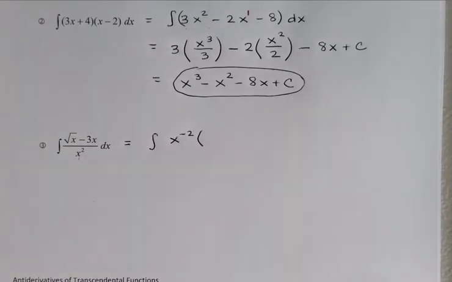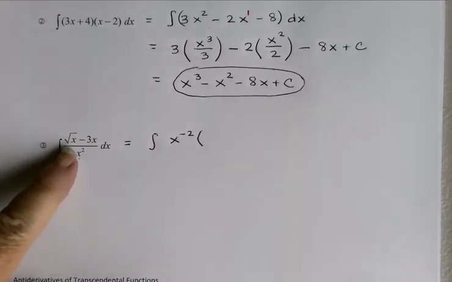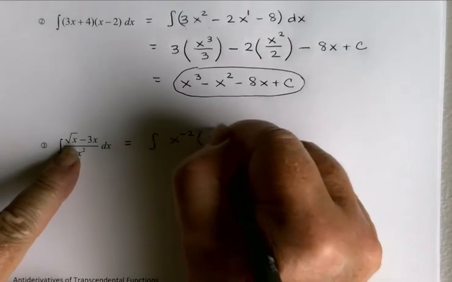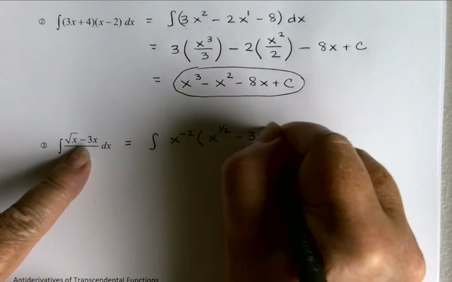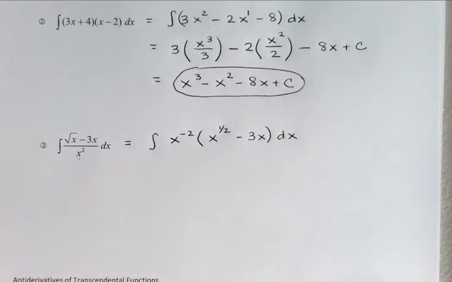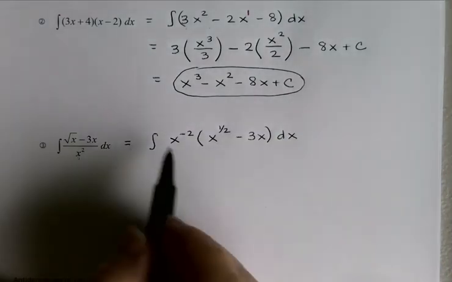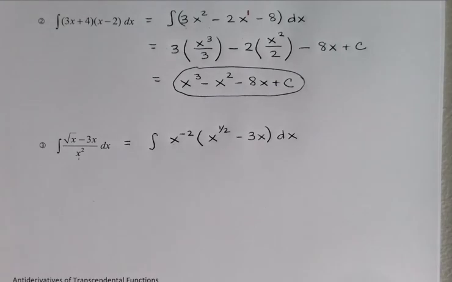x to the negative 2, a multiplier. And then I'm going to write the numerator here as x to the 1/2 minus 3x. For people who don't like to think in terms of division, thinking of it as multiplying by x to a negative power sometimes makes the thought process a little bit easier.